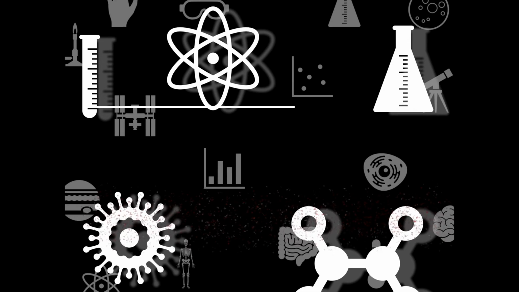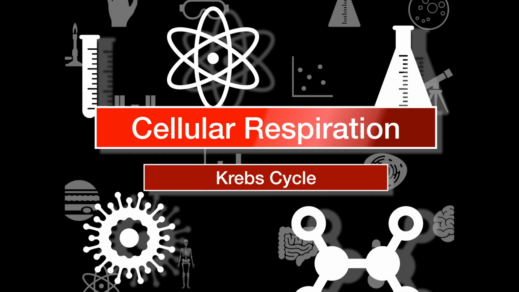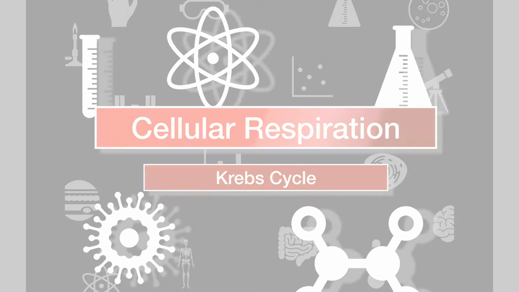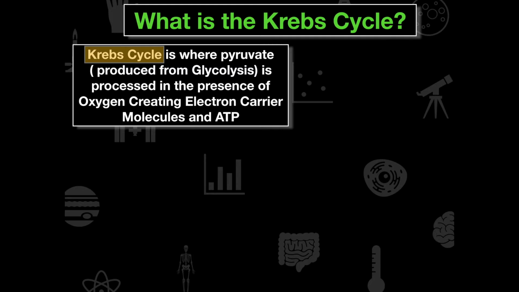All right, ladies and gentlemen, we're going into the Krebs cycle now, in a series of videos on cellular respiration. Let's get started on this next video. So what is the Krebs cycle? Well, the Krebs cycle is where pyruvate, which we've produced from glycolysis, is processed in the presence of oxygen, creating electron carrier molecules and then ATP.